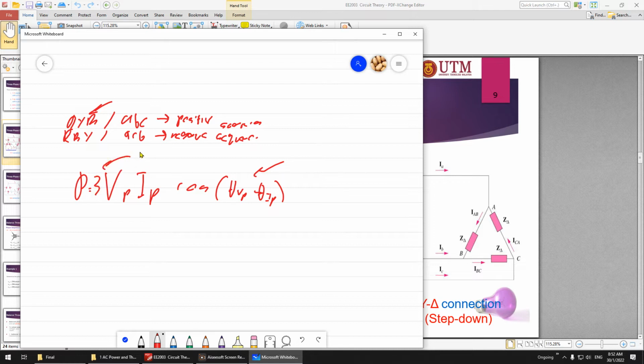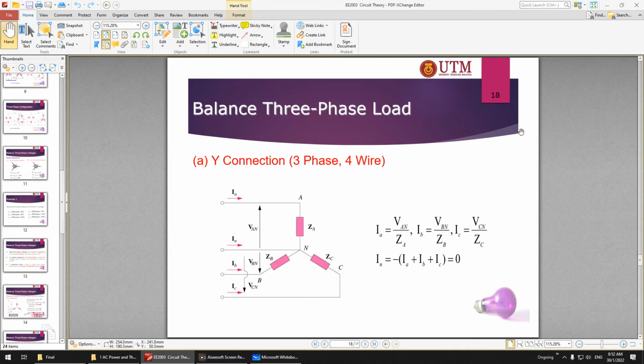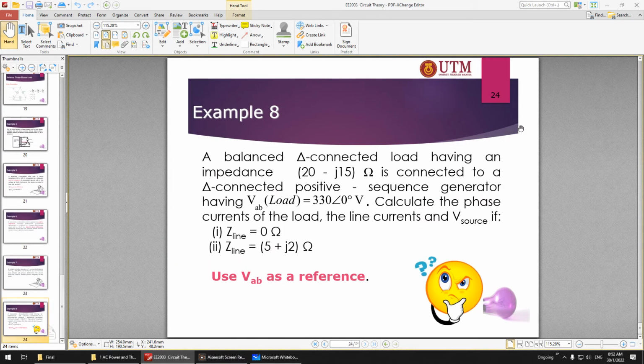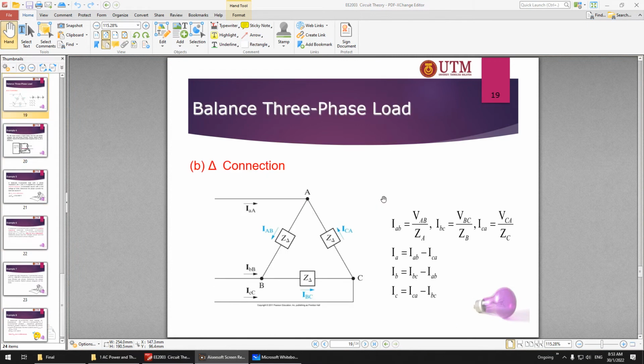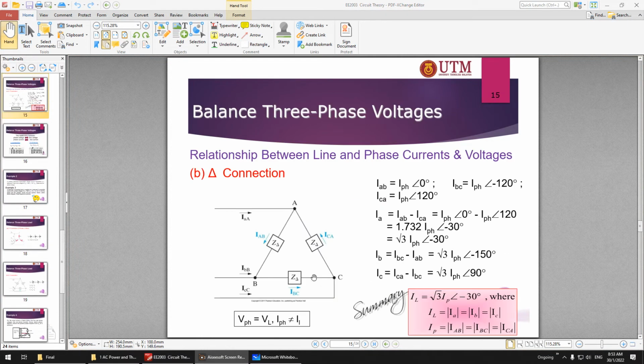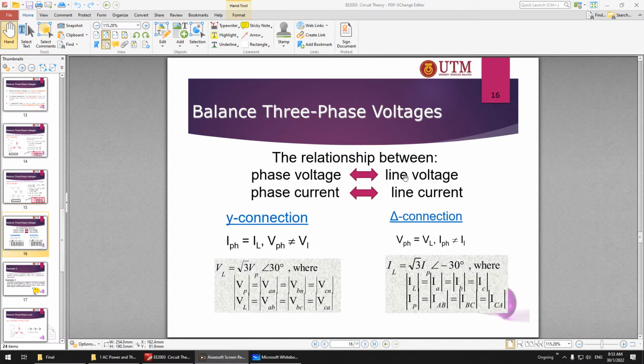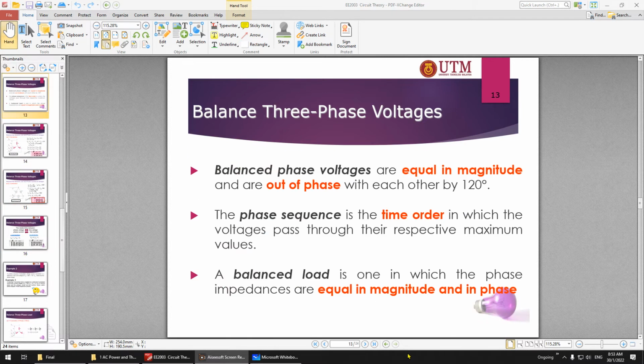This is for balanced load. Only for balanced load can you multiply by 3 because it is balanced. You just multiply by 3. Make sure you know how to calculate the power. I think it's in the next slide, but make sure you know how to do all this, and make sure you know how to draw.